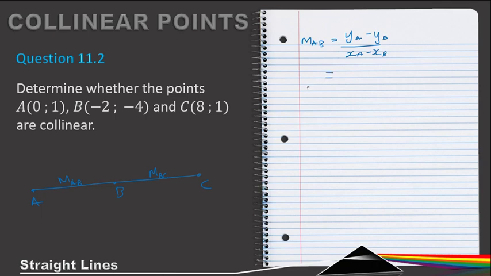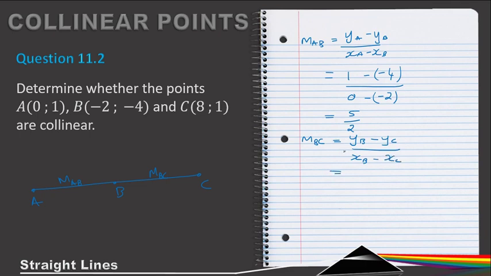Let's do the substitution. That is 1 minus negative 4 over 0 minus negative 2. To simplify, that gives us 1 plus 4, which is 5, and 0 plus 2, which is 2. Then for the gradient of BC, we have change of y, YB minus YC over XB minus XC.